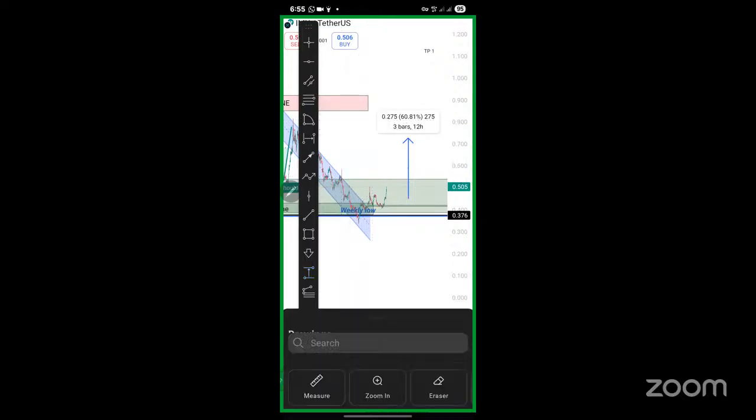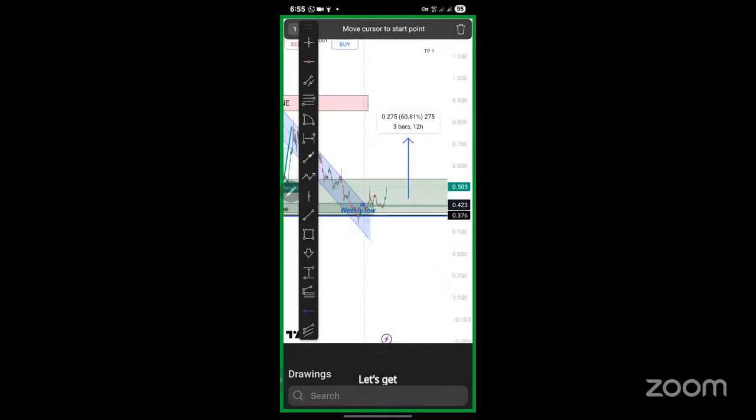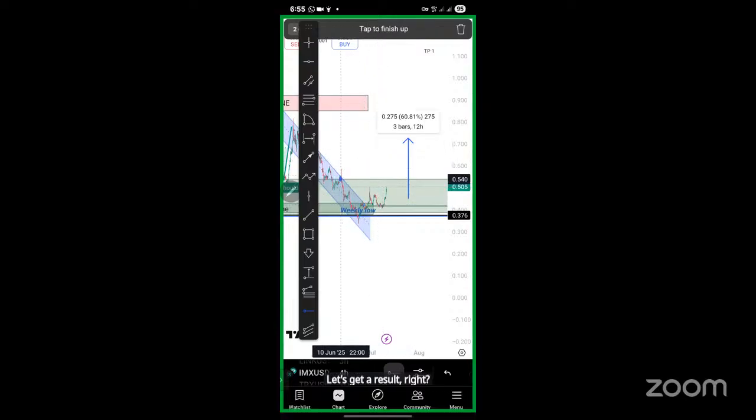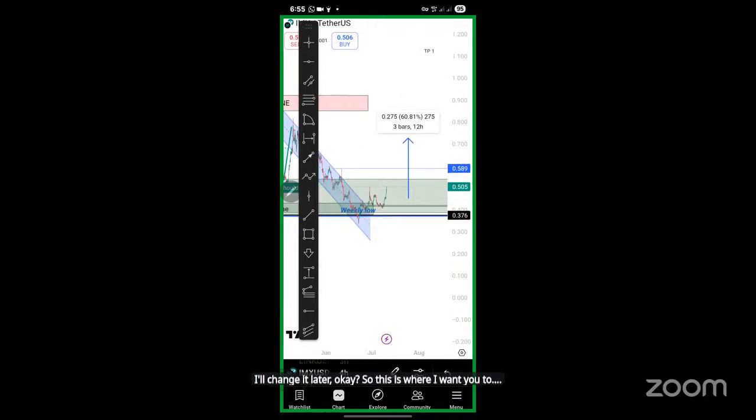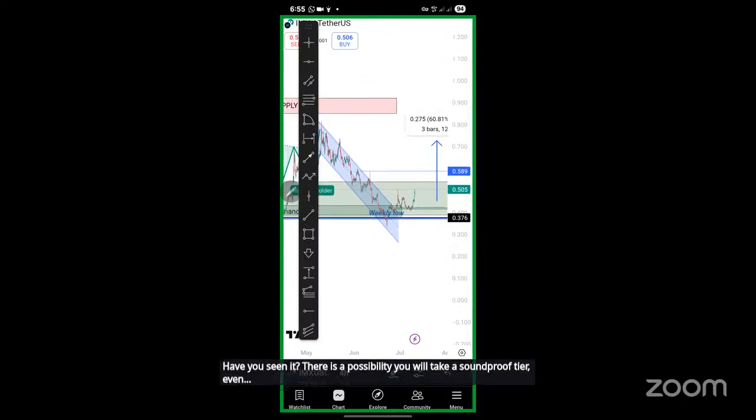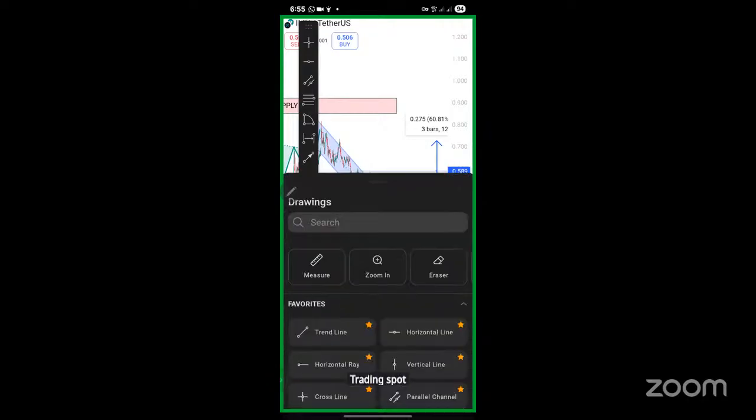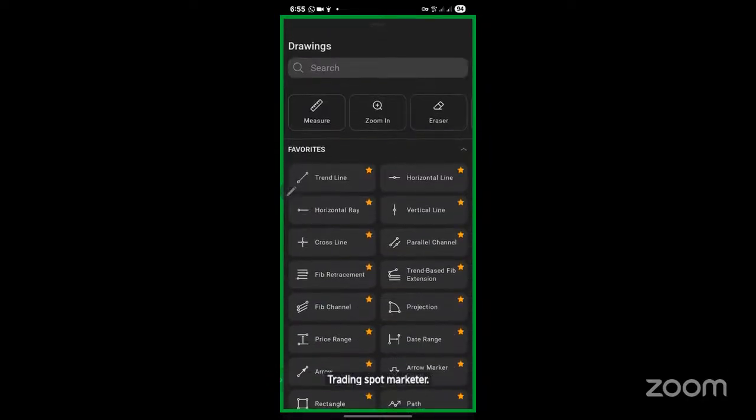Let's get a horizontal. You follow such coins like this one, keep following it. You can come and label it here. So this is where I want you to see. There is a possibility you will take some profit here, especially those people trading the spot market. And the best way to make money is to trade in the spot market.